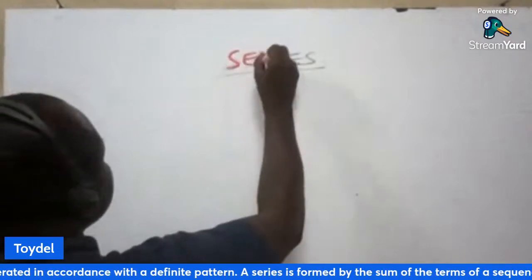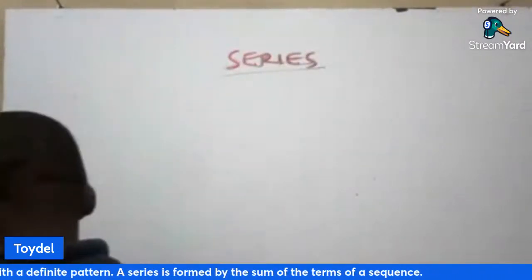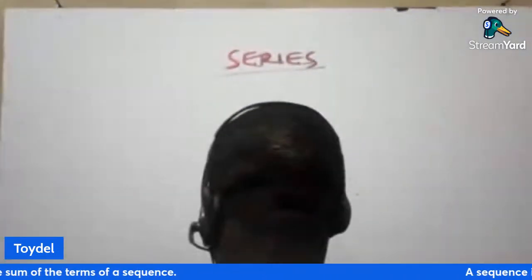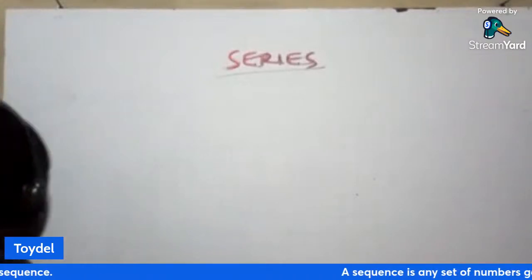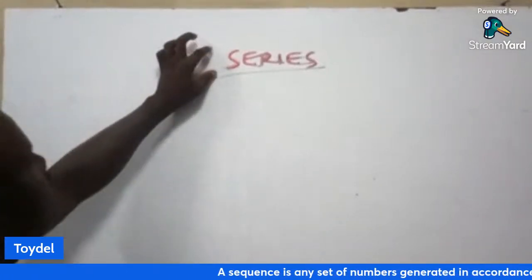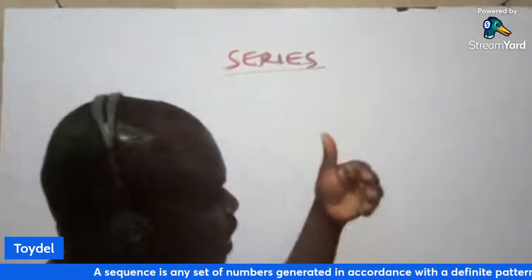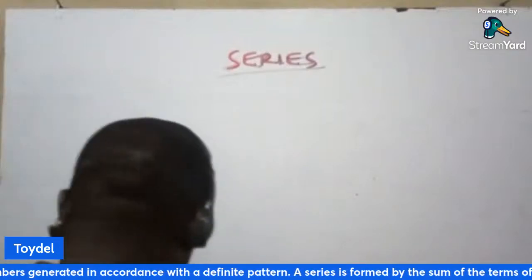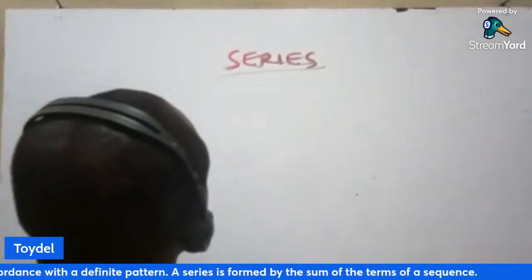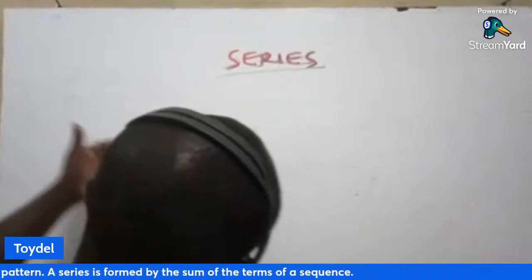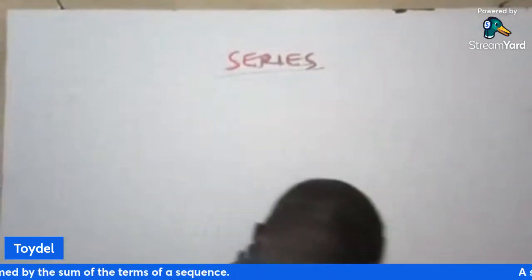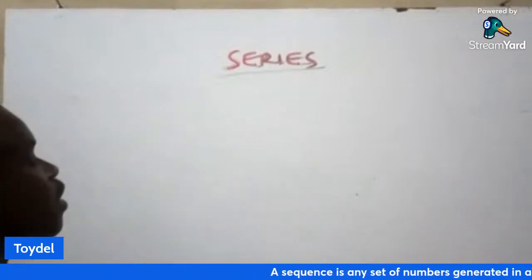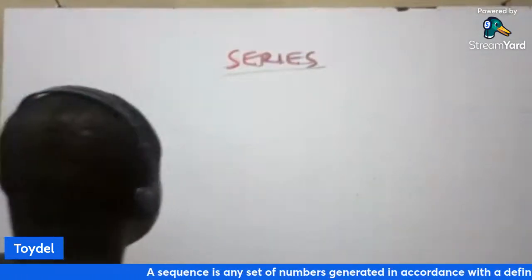So let's talk briefly about series. What is a series? A series is formed by the sum of terms of a sequence. That is, when we talk about series, it simply means when we add all the terms that we have in a sequence together, then it is called a series. If you have a particular pattern, a sequence, and we add all the terms of the sequence together, we get a series. So series has to do with the sum of all the terms that we have in a sequence.